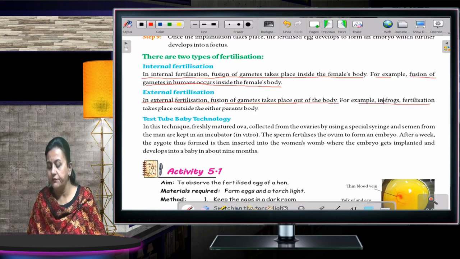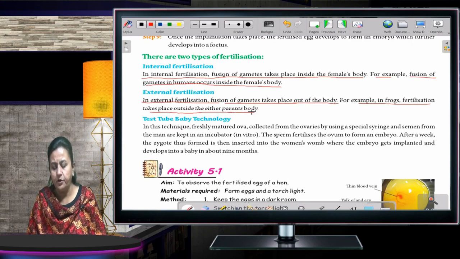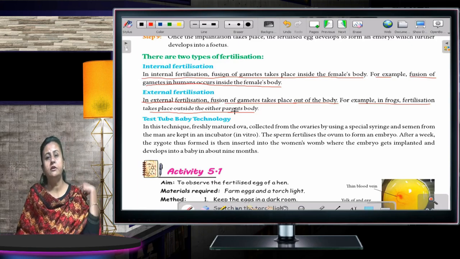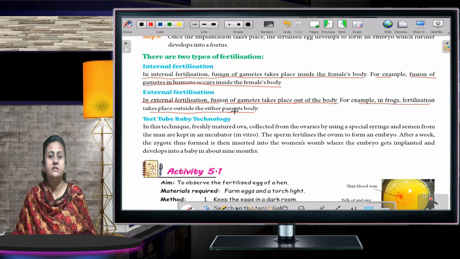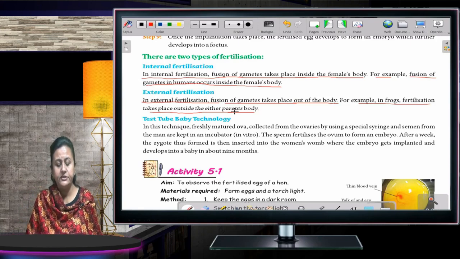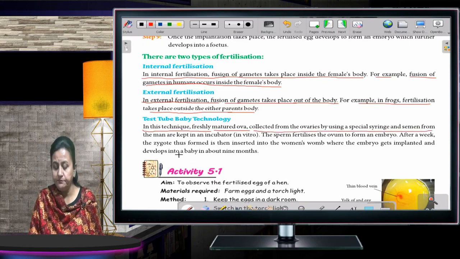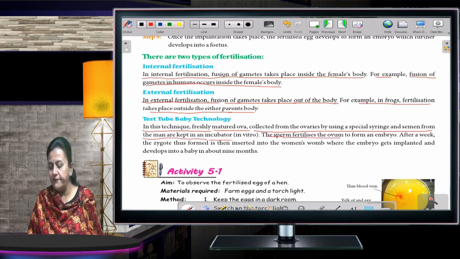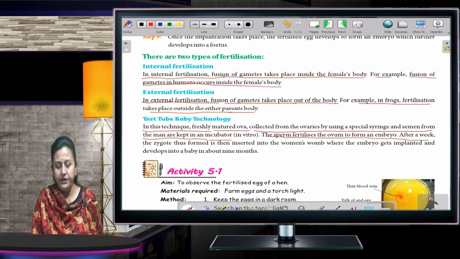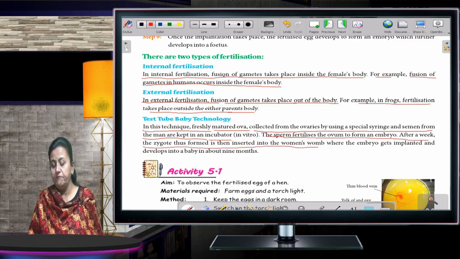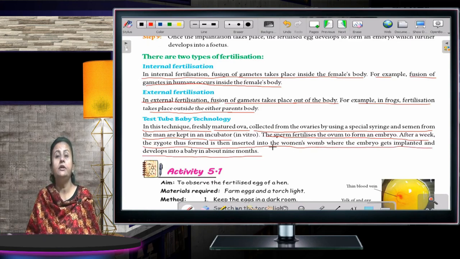For example, in frogs, fertilization takes place outside either parent's body. Now, test tube technology is there. Children, this is the latest one. Science has developed a lot, and what happens in test tube technology? In this technique, freshly matured ova collected from the ovaries by using a special syringe and semen from the men are kept in an incubator. The sperm fertilizes the ovum to form an embryo. After a week, the zygote thus formed is inserted in the woman's womb, where the embryo gets implanted and develops into a baby in about 9 months.